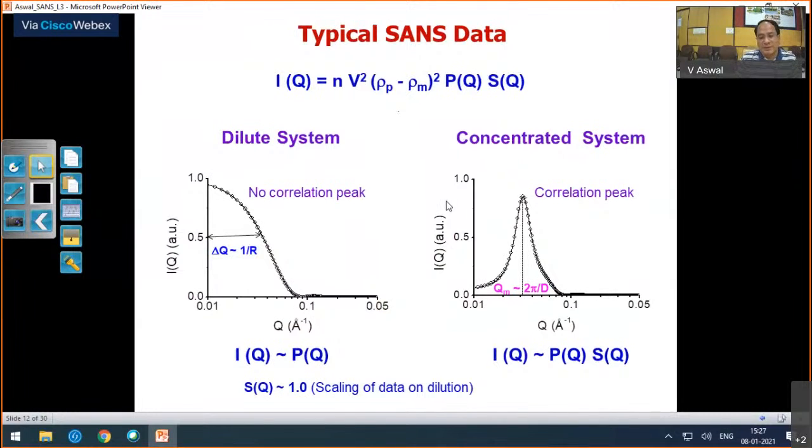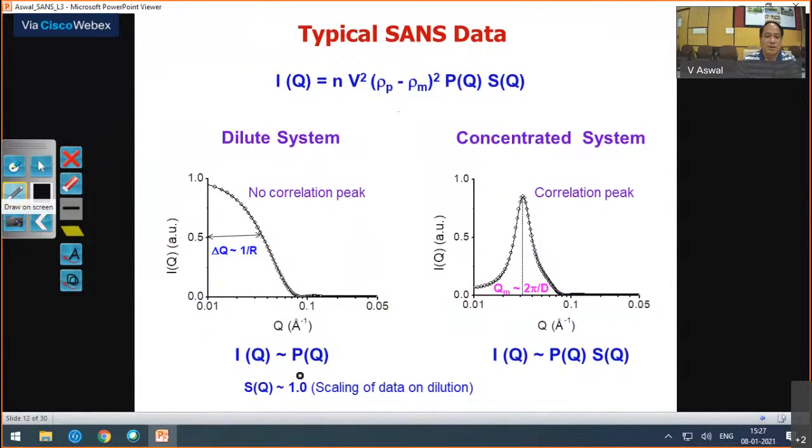So now coming to data analysis methods. Before that, I would say that there are two kinds of scattering patterns you can see when you do small angle neutron scattering. One is the dilute system, where your scattering is monitoring the form, and the width of the distribution is related to the size, and you will also have different functionality deciding the different morphology of the structures in the system. In this case, your intensity is proportional to the form factor.